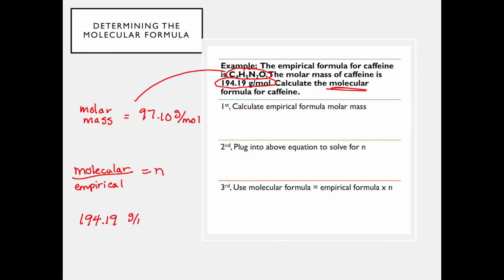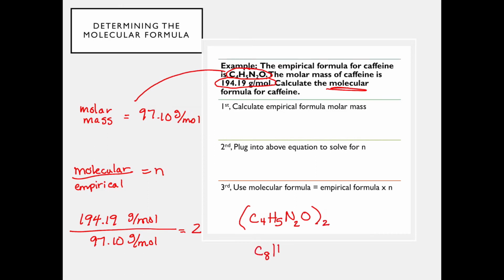Okay, so our molecular molar mass is 94.19 grams per mole. And our empirical molar mass is 97.10 grams per mole. And when we divide those up, we get 2, which means that in order to get the molecular formula, we are going to multiply all of the subscripts in our empirical formula by 2. So you can think about it like this. So we have C4H5N2O. We're going to multiply all of that by 2. So we're going to get C8H10N4O2. And so that would be the molecular formula for caffeine.